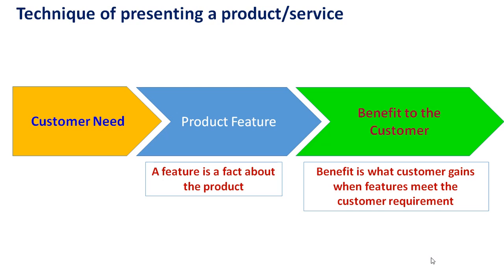A product feature is a fact about the product. What kind of specification it has, how much electricity it consumes, how much horsepower the product has, or any other aspect. It depends on the product. And a benefit is what the customer gains out of these features to meet his specific requirement. So the sales professional has to explain the product feature first, and then explain the benefit next.